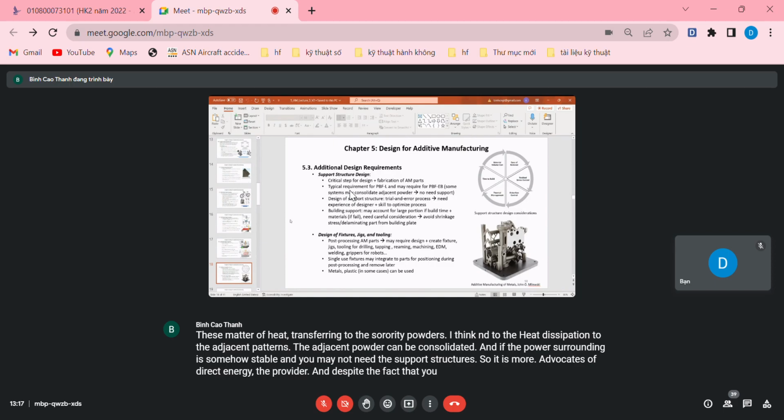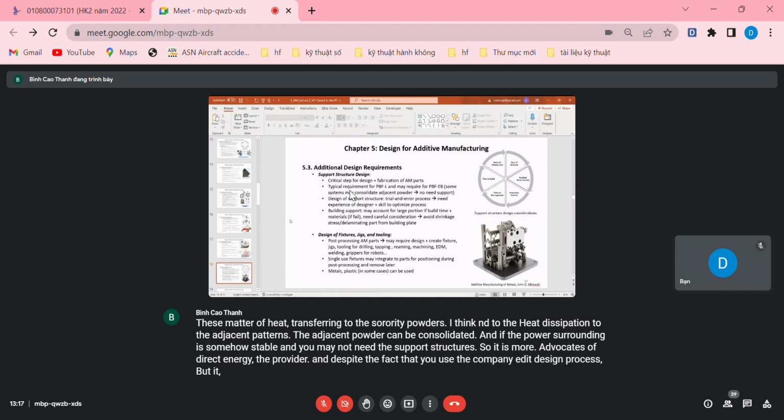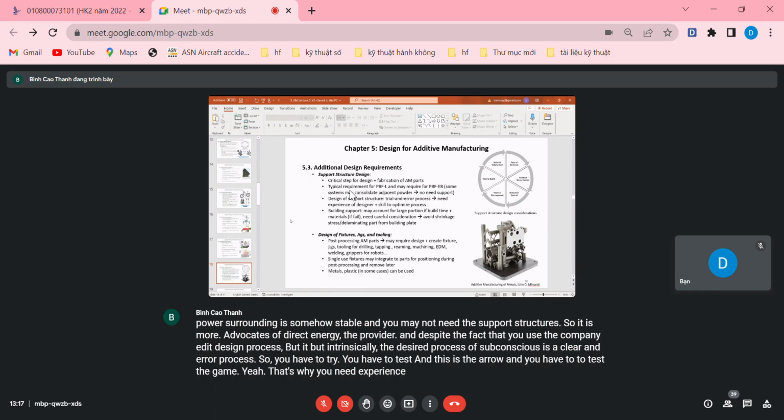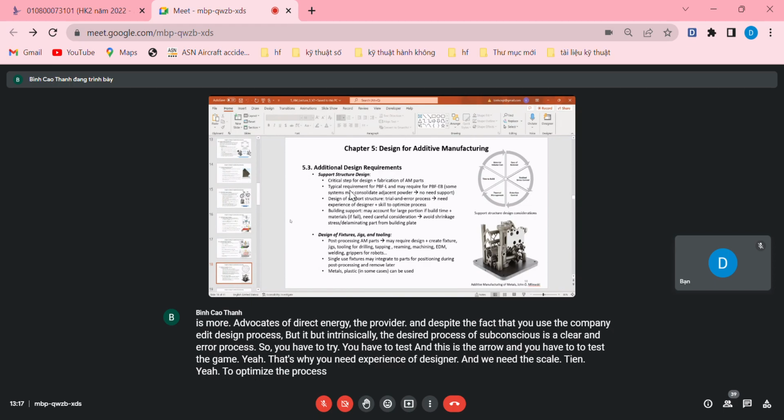And despite the fact that you use the computer-aided design process, intrinsically the design process of support structures is a trial and error process. So you have to try, you have to test, and if there is an error, you have to test again. That's why you need the experience of the designer, and you need the skill to optimize the process of support generation.